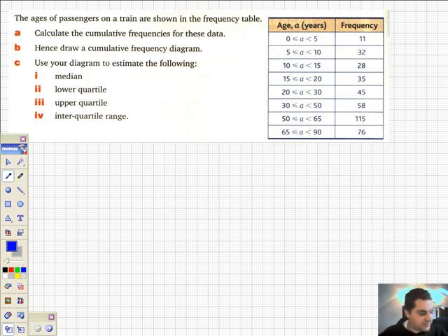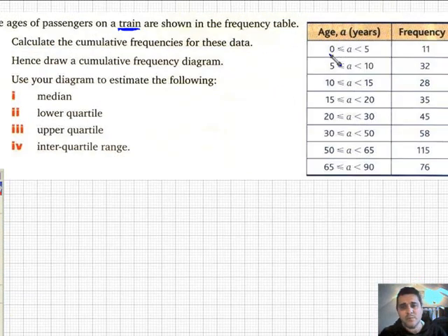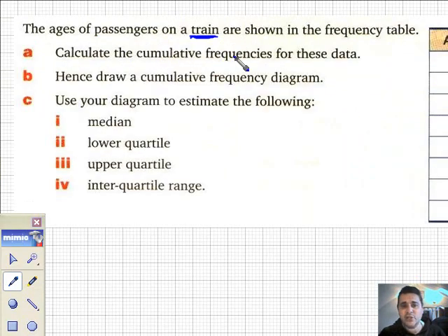So it says in question 4 here, again, nothing but grade B. If you want the grade C ones, go back to the foundation course please and build up your knowledge. It says the ages of passengers on a train are shown in the frequency table. So between 0 and under 5 years, there are 11 kids there. The over 5s but under 10s, 32 of them. The over 10s but under 15s, 28, etc. You know how these things work. This is group data, and we're told calculate the cumulative frequencies for these data.